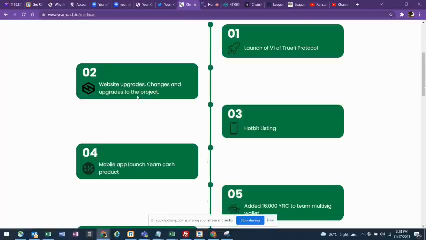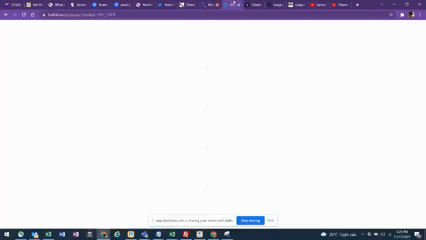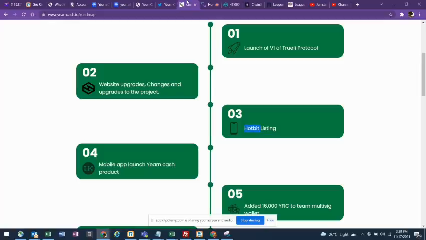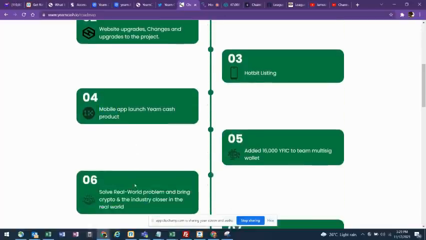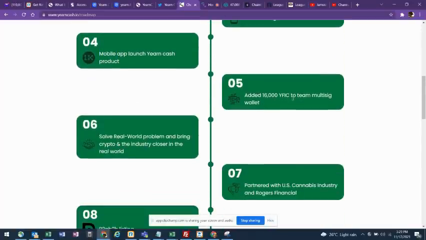Website changes and upgrades to the project. So Hotbit listing, this is the Hotbit listing. Okay, so mobile app launch, Yearn Cash product. So basically they will have a mobile app, which is quite interesting. Added 16,000 YFIC to the team multi-sig wallet. So they added 16,000 to the team multi-signature wallet.